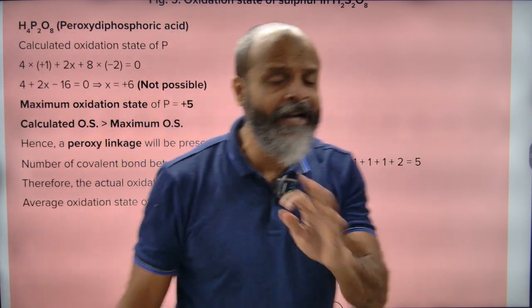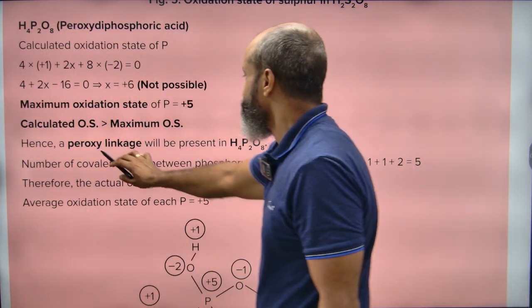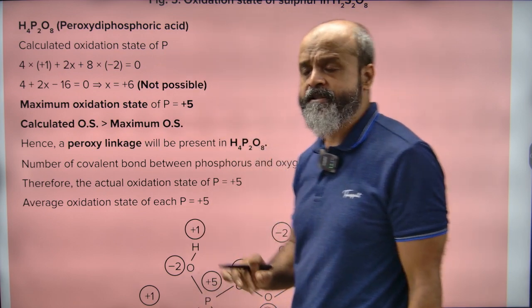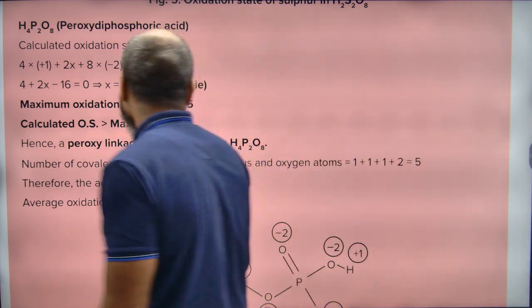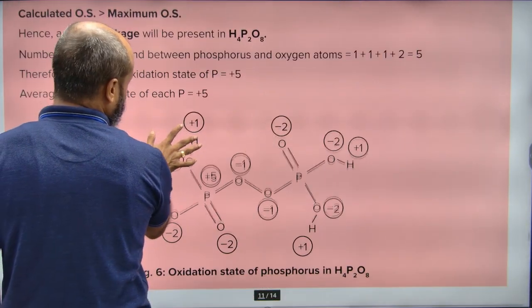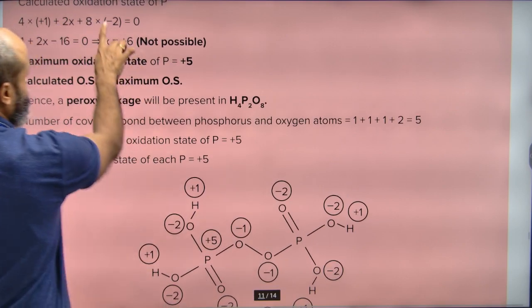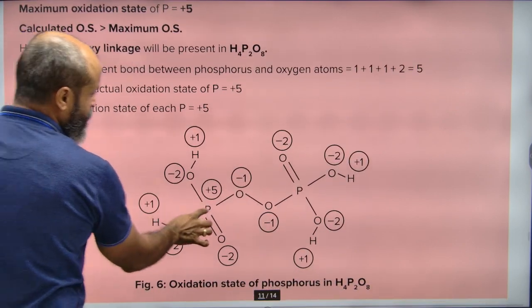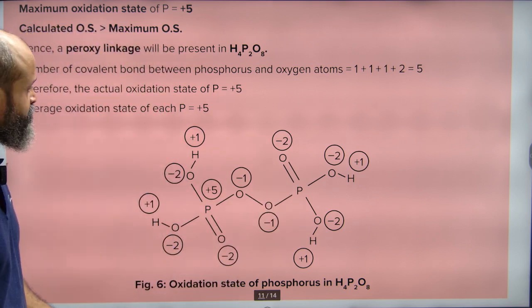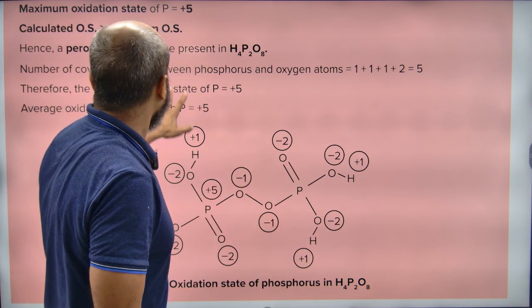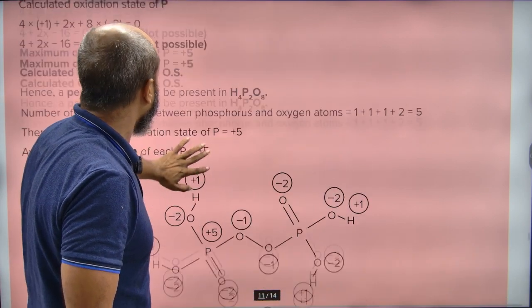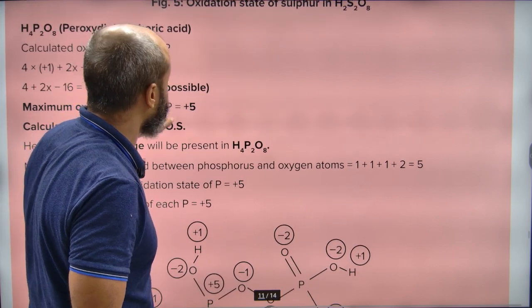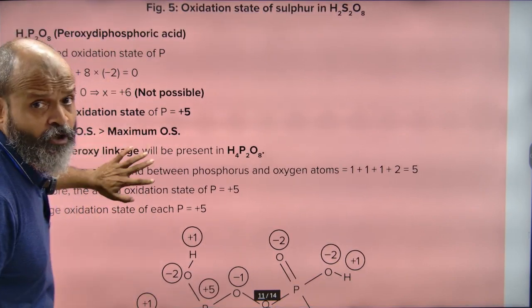So again we have to find out peroxy linkages out here. Okay, so hence a peroxy linkage will be present in peroxy diphosphoric acid. So what is the peroxy linkage? Now understand, phosphorus here, how many phosphoruses are there? 2 phosphoruses are there. So we place these 2 phosphoruses here. What is the scope out for phosphorus? +5, which means that we have a total of how many oxygens out here? The total of oxygens out here is 8.